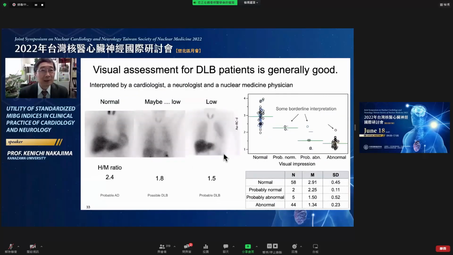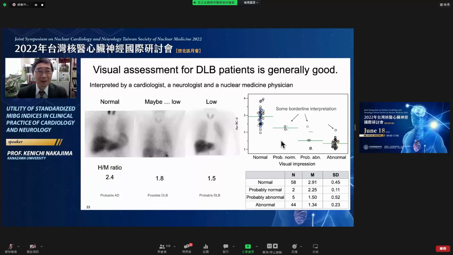Usually, for the diagnosis of DLB patients, visual assessment is not bad. It's good. For example, this is normal. On the right side, it's low. And in an intermediate case, some activity is shown here. So it's intermediate. The H2M ratios are 2.4, 1.8, and 1.5.